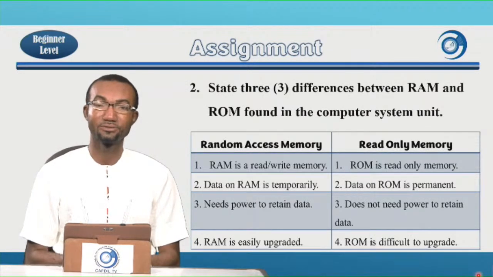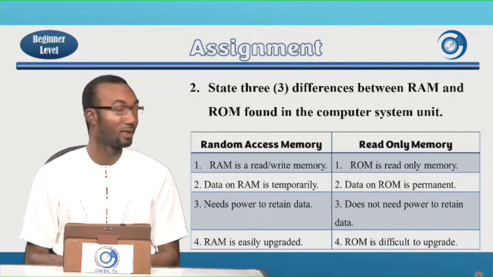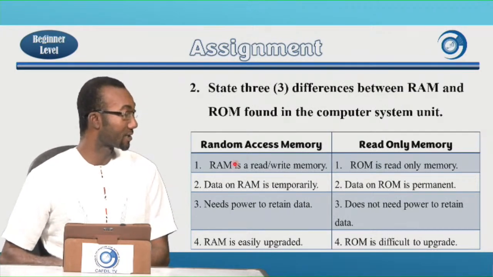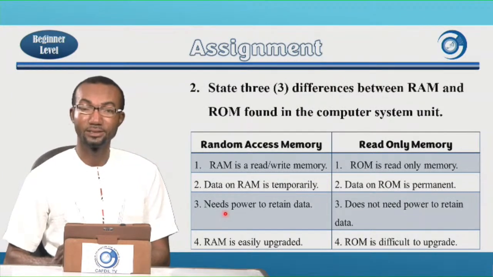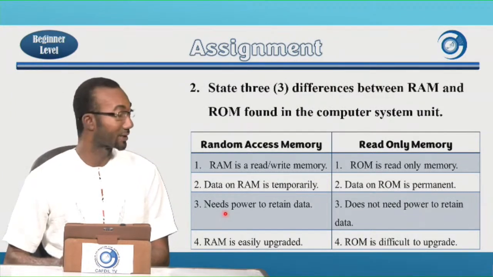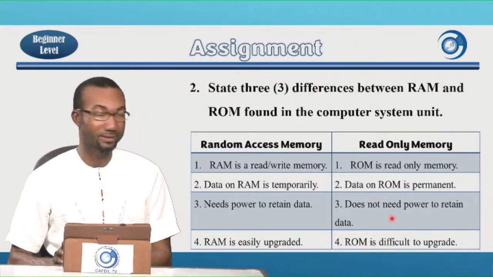2. State three differences between RAM and ROM found in the system unit. 1. RAM is a read-write memory, and then ROM is read-only. We explained that in that lesson. 2. Data on RAM is temporary, while data on ROM is permanent. 3. RAM needs power to retain data, and that makes it volatile. And ROM does not need power to retain data.